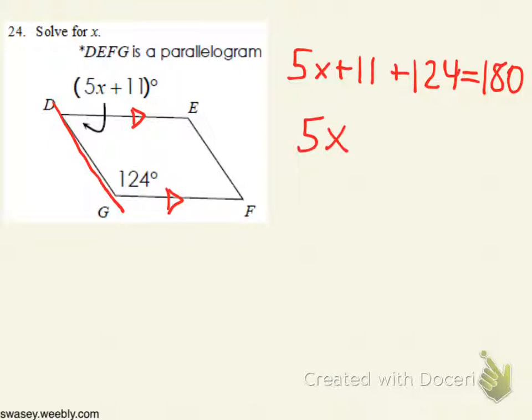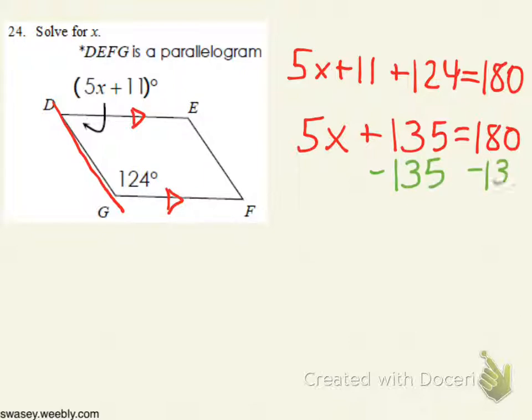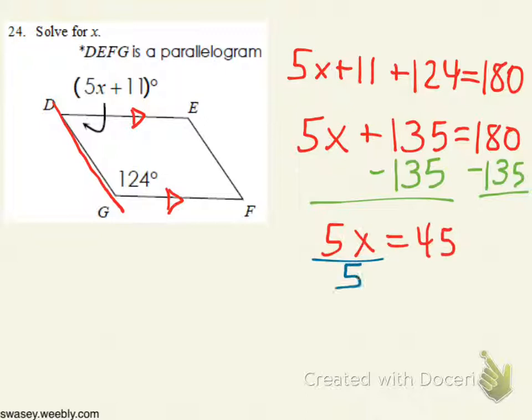11 plus 124 is 135. We'll subtract 135 from each side. And so we get 5x equals 45. Divide both sides by 5. And so x is 9.